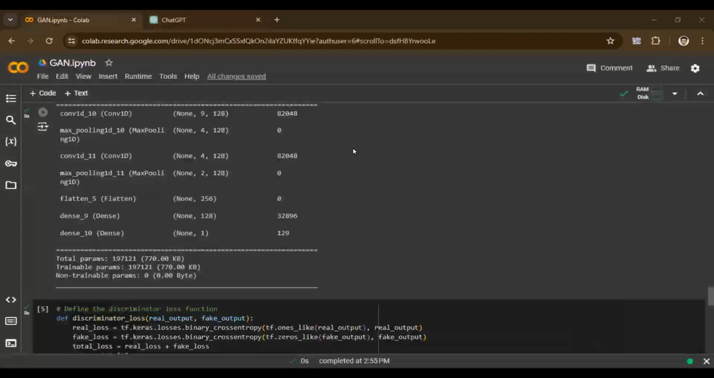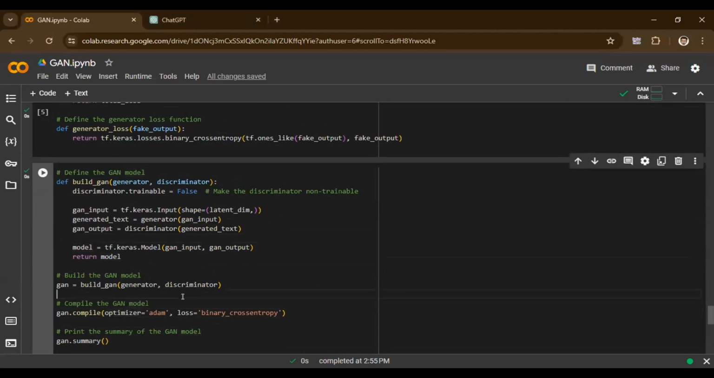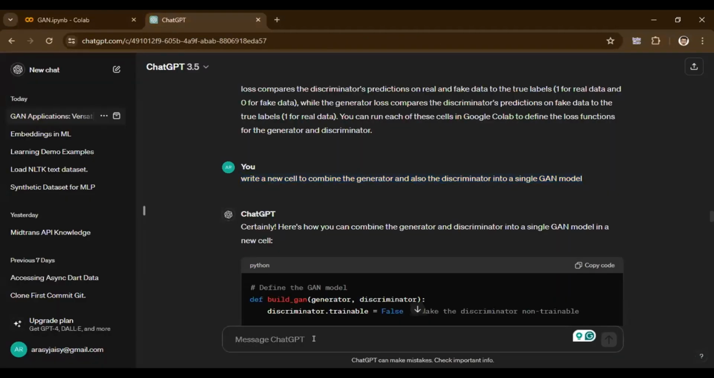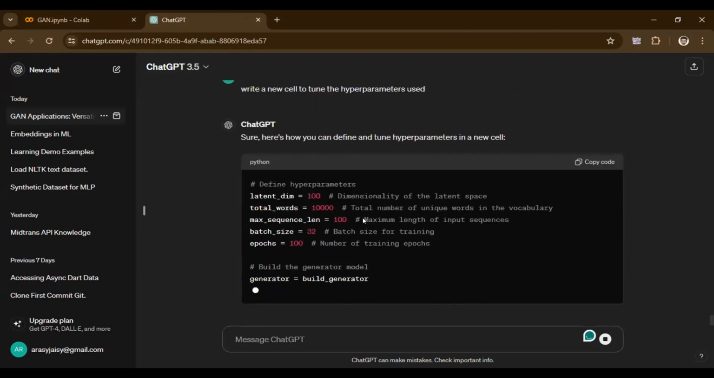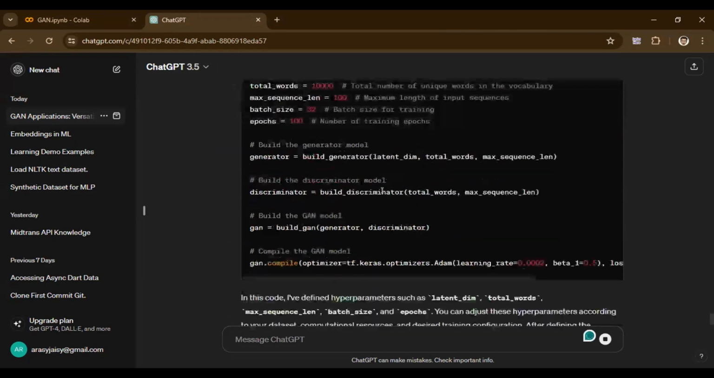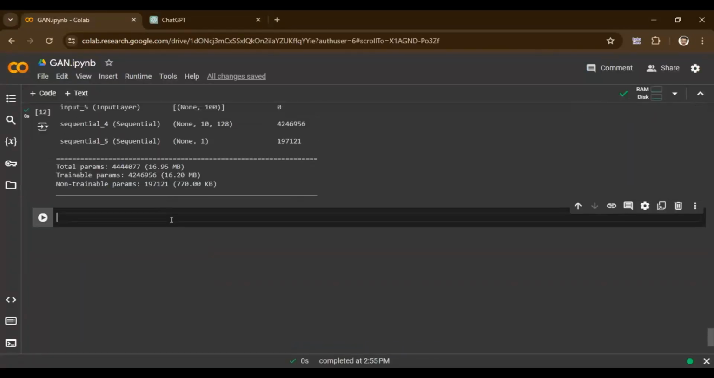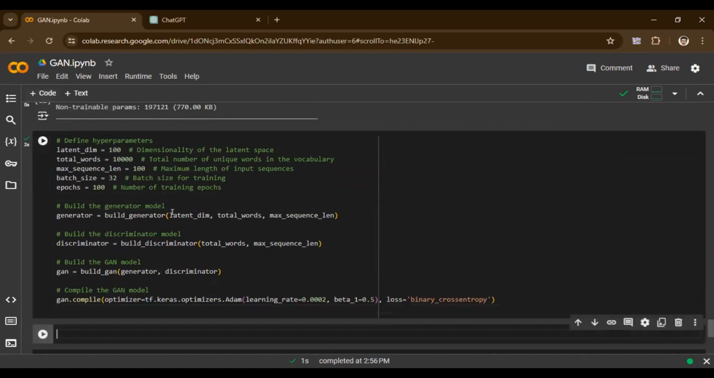What we can do after that is, let me see if it's already using the optimizer. Okay, and some hyperparameters. We can ask for that, in a new cell, to tune the hyperparameters used. Okay, it creates a new generator and a new compile. Let's copy the code and see if it works. Okay, it compiles successfully.